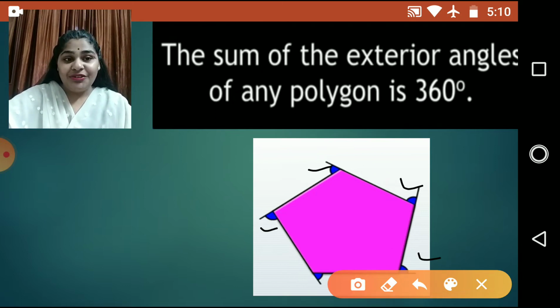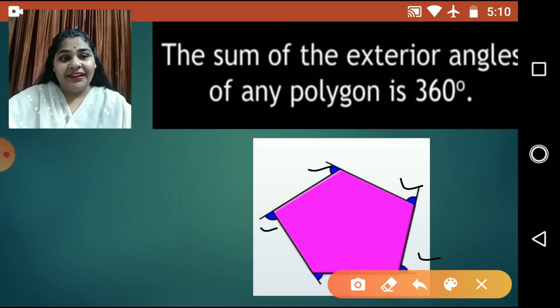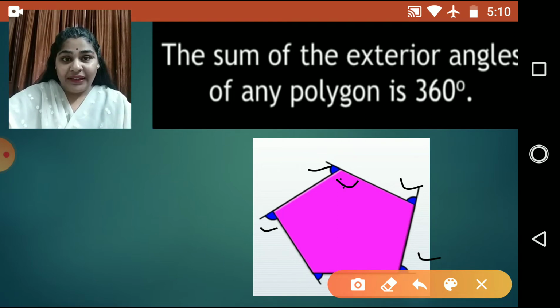One more thing you should remember, children: the exterior angle and the interior angle at the same vertex, on the same arm, form a linear pair. That is, the sum of these two angles will be 180 degrees. These few points will be very useful in solving the sums further.